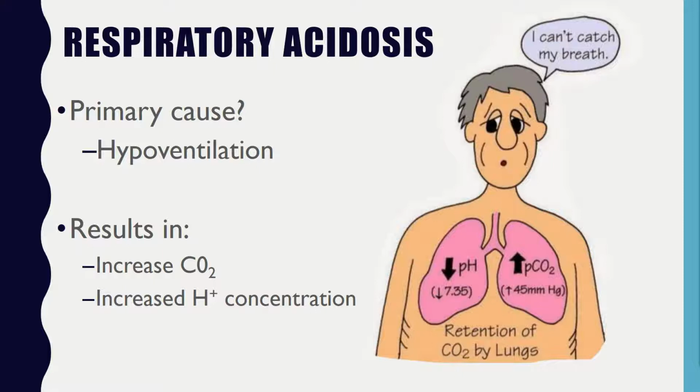In chronic respiratory acidosis, the bicarbonate is higher than 26 as well, as the kidneys compensate by retaining bicarbonate. So in chronic respiratory acidosis, you're going to see that compensatory bicarbonate renal action trying to keep us in our normal pH range.